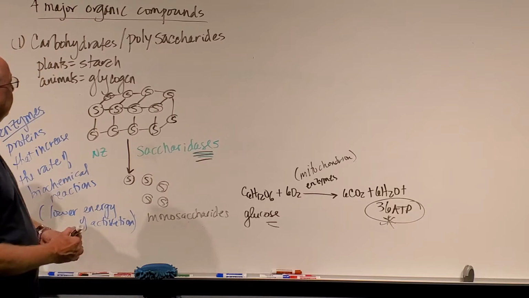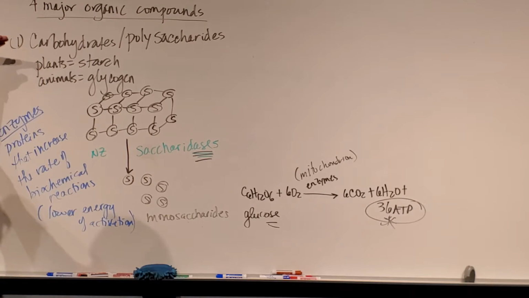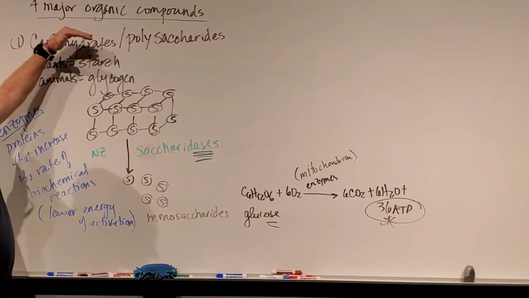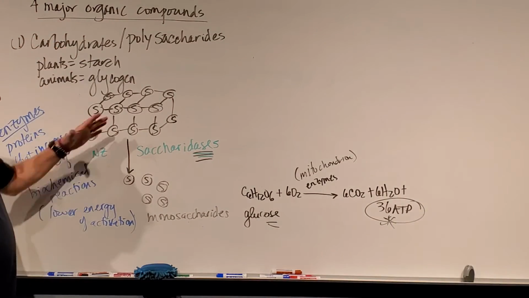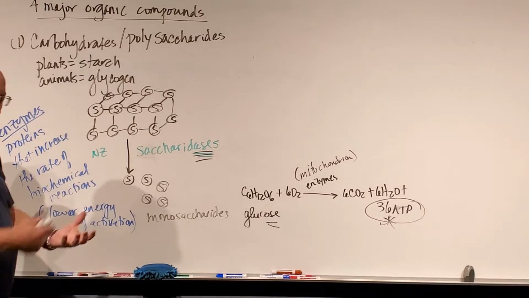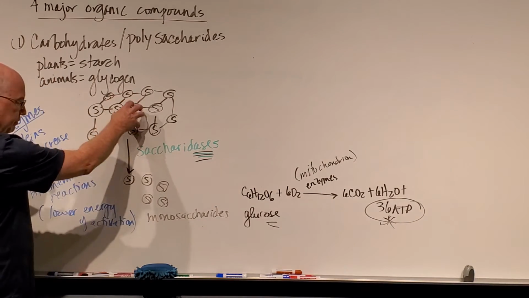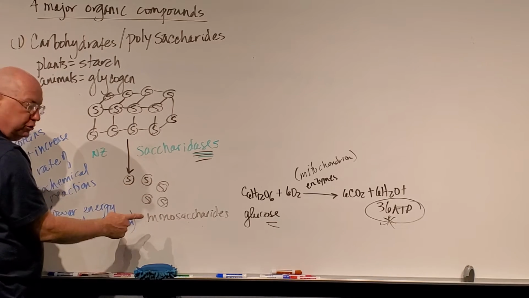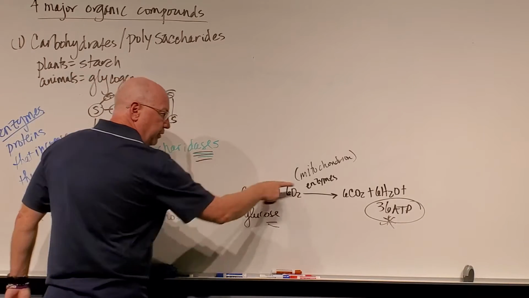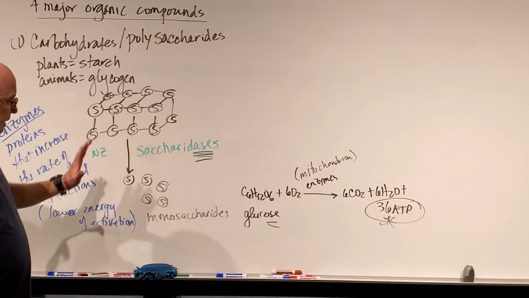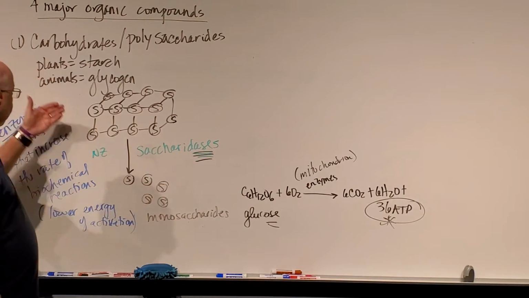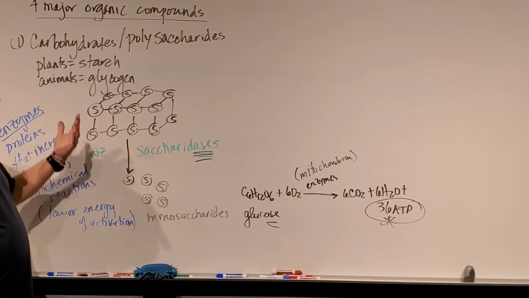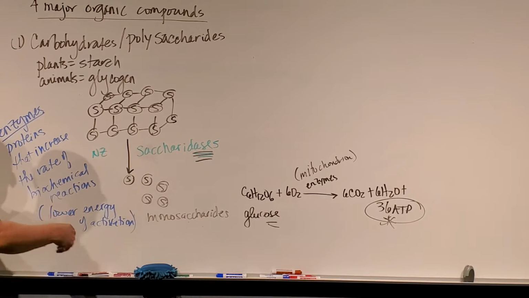But ultimately, one of the 4 major classes of organic compounds, called carbohydrates or polysaccharides, is how we store sugars in nature. In plants, they store it as starch. In animals, it's glycogen. When we eat plants or animals, we break that down using saccharidases into monosaccharides, simple sugars like glucose, and then we burn that for energy. And if I get more sugar than I need, and I'm a plant or an animal, I can convert this back into glycogen or starch, depending on the organism, using enzymes.